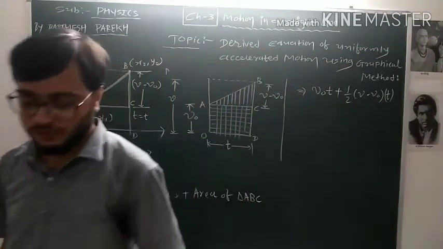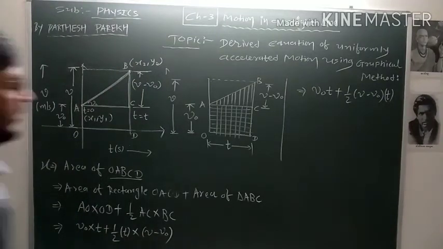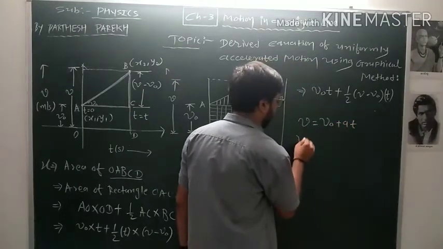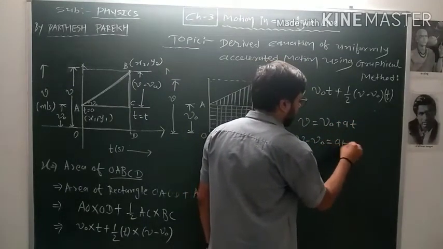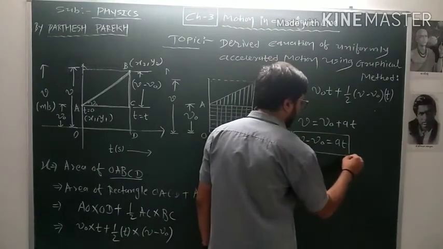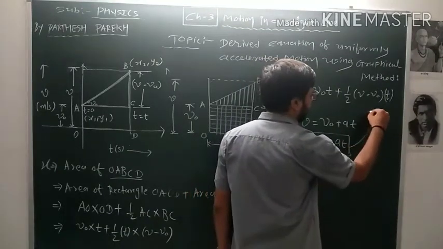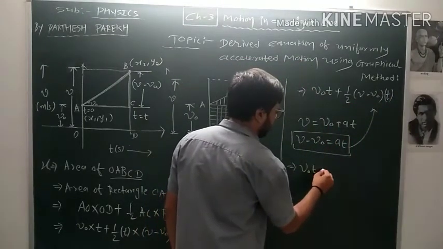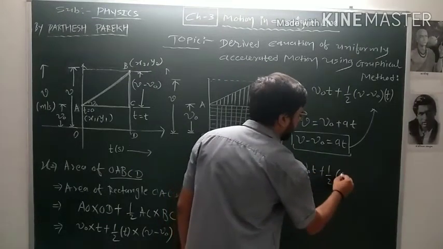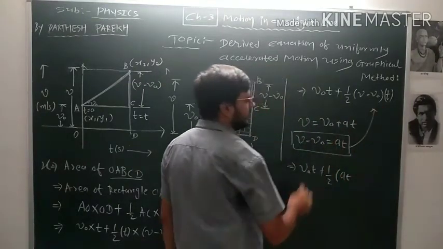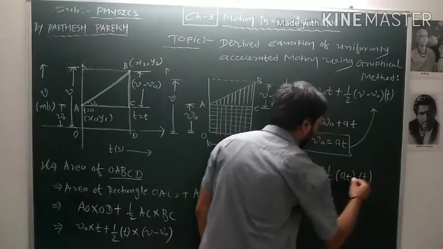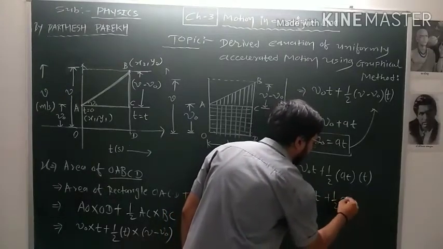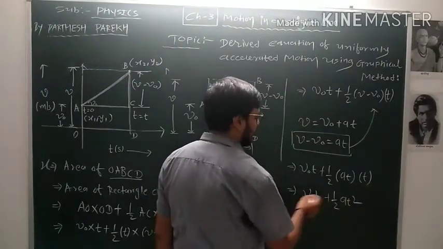We know the first equation of motion, v equals v naught plus at. So we can write v minus v naught is equal to at. We put this value in the equation, replacing v minus v naught with at, so v naught t plus half at. Here we get the second equation of motion for uniformly accelerated motion, that is v naught t plus half at square.